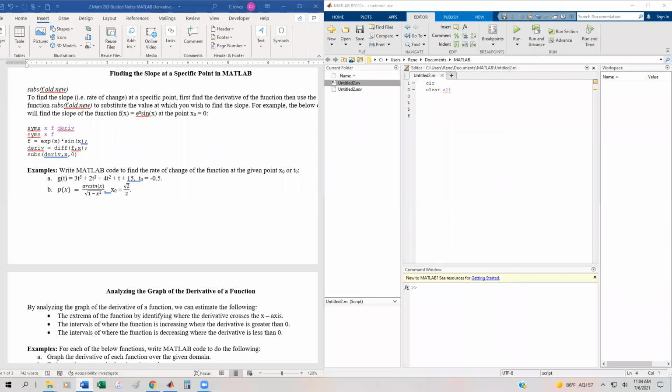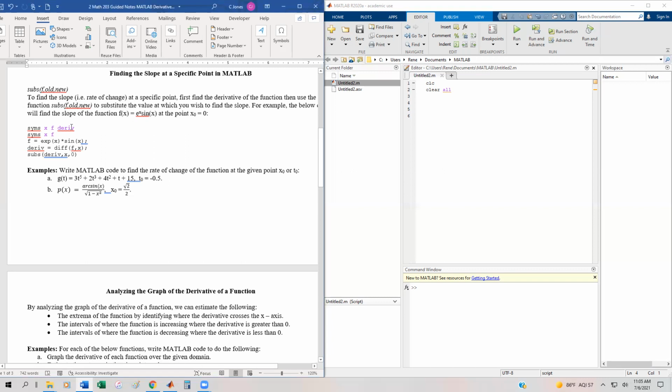We're going to look at subsequent applications of being able to work in MATLAB with our derivative. And one of those is being able to find the rate of change or the slope at a specific point. It's actually going to be fairly easy because all we're going to do is just find the derivative and then substitute a value into that derivative. And we're going to use this function subs using the three parameters: f, which is the function, the old variable, and the new value to be substituted into that variable.